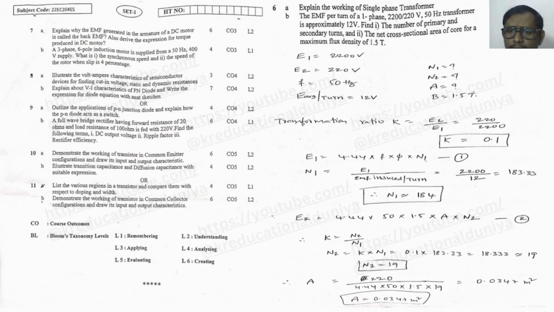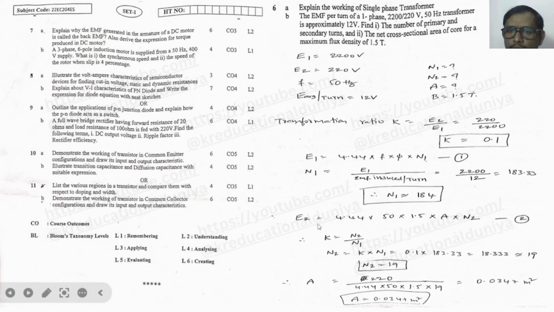For better values, I am putting the exact value, that is 0.1 into 183.33, that is 18.33. Rounded, it is 19. So the number of turns in the secondary is 19. So I got N2. If you observe carefully, we got the formula. We know N2 also.